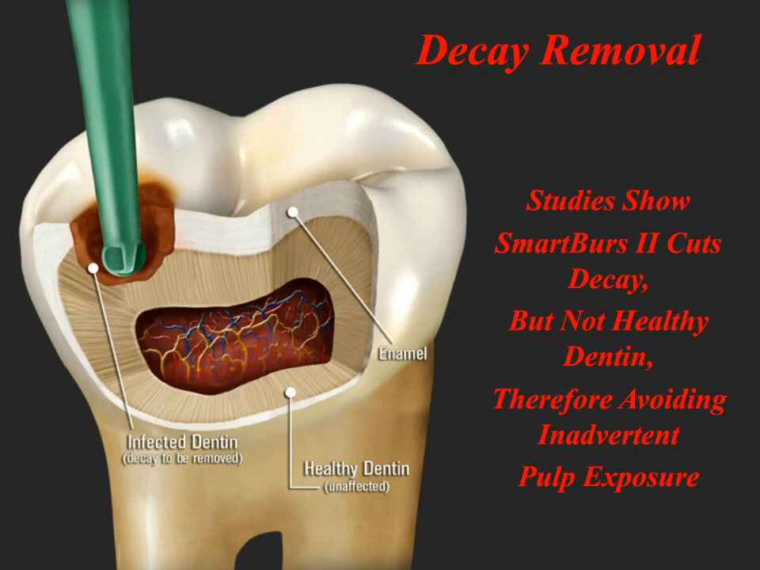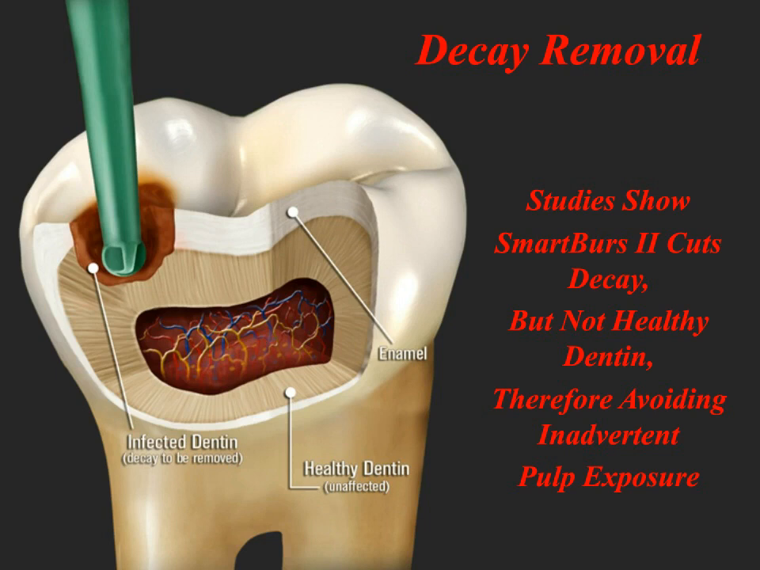When removing decay in dentin, studies show SmartBurs II cuts decay but not healthy dentin, therefore avoiding inadvertent pulp exposures, but also avoiding removal of healthy dentin. Now in dental school, we're taught to excavate with carbide steel round burrs, which cannot differentiate between infected dentin, affected dentin, or healthy dentin. So we end up removing a lot of healthy tooth and material that could be remineralized and turned back into healthy dentin.